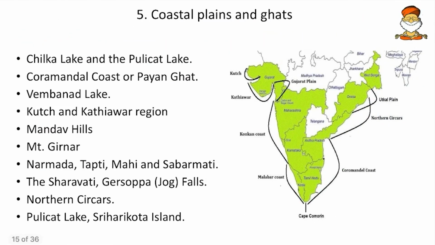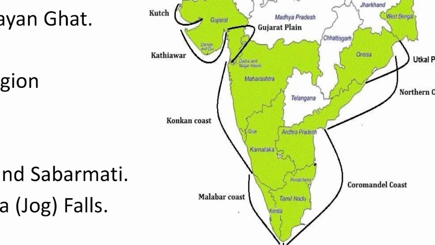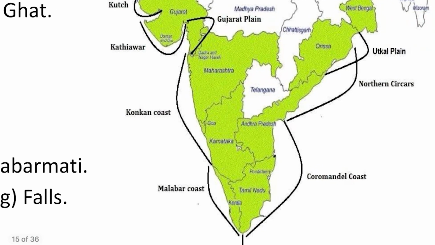Then come to next, the coastal plains and the ghats. So, here we have the coastal plains. So, the Kutch plain, then the Kathiawar plain, okay, and then the Gujarat plains, then the Konkan and Malabar coasts, then Coromandel coasts, and then the northern Sarkars and Utkal plains. So, all these have their own distinct features. Say, for example, Kutch and Kathiawar region. So, they are the arid regions. So, there the salt preparation is huge. And then coming to the Konkan.